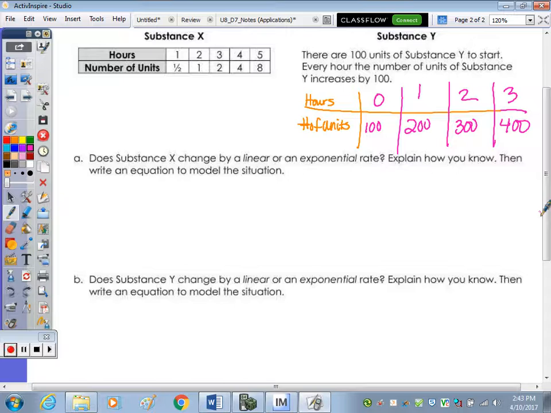Y. Noah? Y. Y is correct. So substance Y is linear. How did you know? Because it changes by the same rate every time. It has the same rate of change. The rate of change, yeah. Okay, good, I like that. The rate of change is the same every time, he said. We're also, as X increases by 1, what's going on with the Y values? Are you seeing addition or multiplication? Addition.